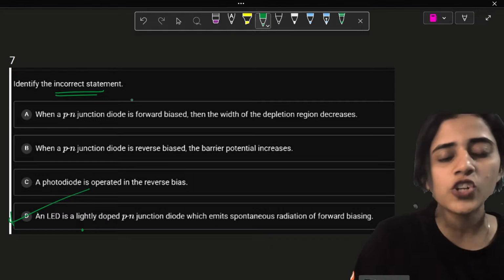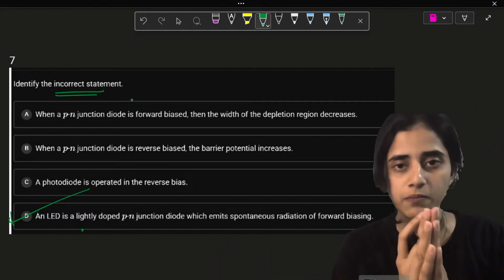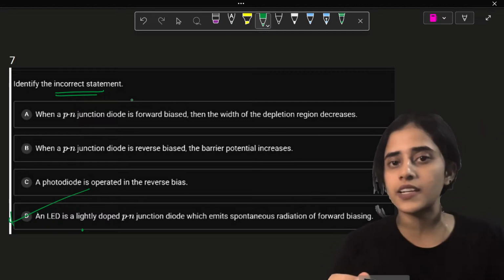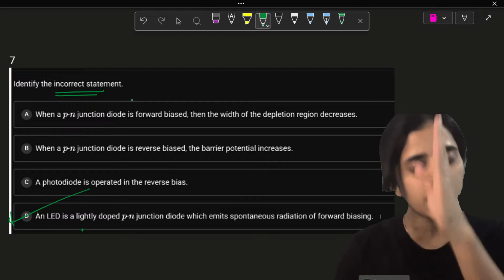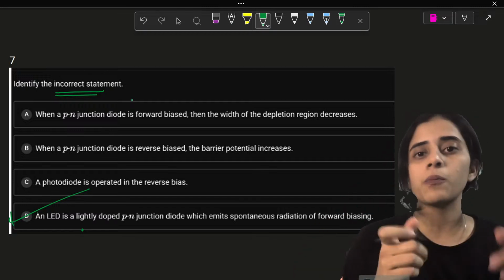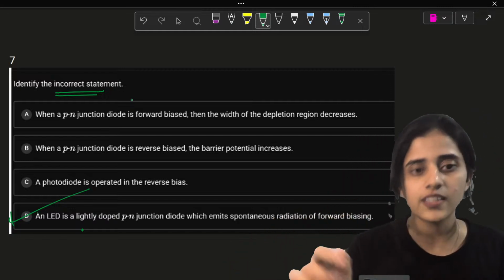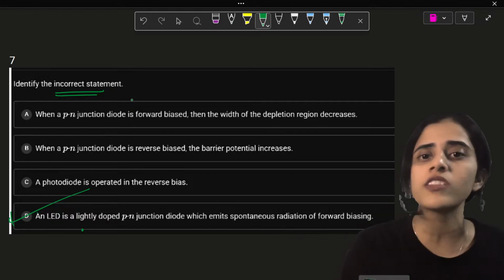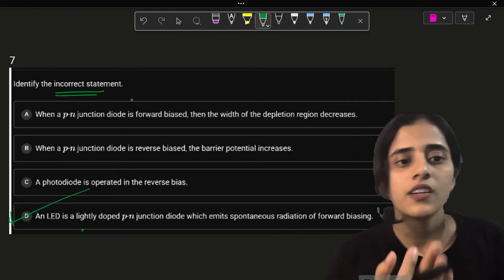See, the first option is definitely correct, right? When a PN junction is forward biased, which means P type is connected to positive, N type is connected to the negative, its depletion region will be very small. It will be very thin because it has to conduct properly. The electrons have to pass through. It's like an open door, as I said. So the depletion region should be very small. So it's definitely not option A.